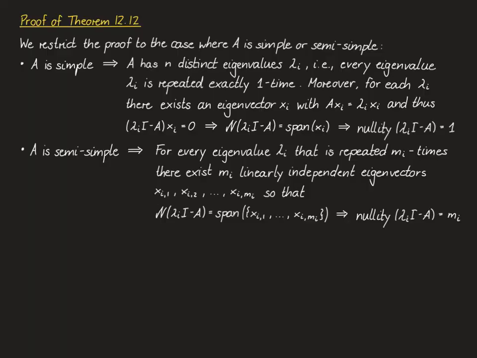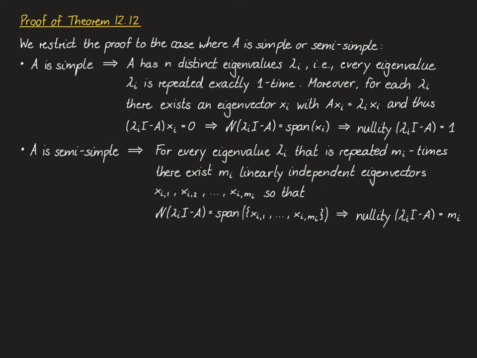In order to avoid any complications which are not insightful, in the proof of Theorem 12.12, we restrict ourselves to the case where the matrix A is either simple or at least semi-simple. Now, if A is simple, this means that A has n distinct eigenvalues lambda i, or in other words, every eigenvalue lambda i is repeated exactly one time. Moreover, we have the convenient fact that for each eigenvalue lambda i, there exists an eigenvector xi with the property that A times xi is equal to lambda i times xi. And thus, we have that in brackets lambda i times identity minus A times xi is equal to 0.